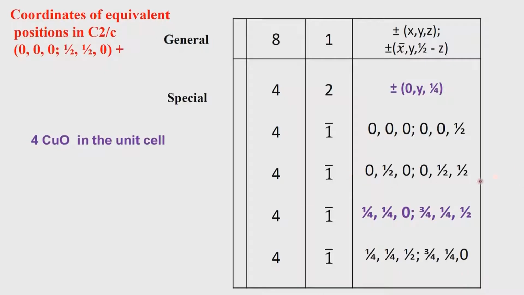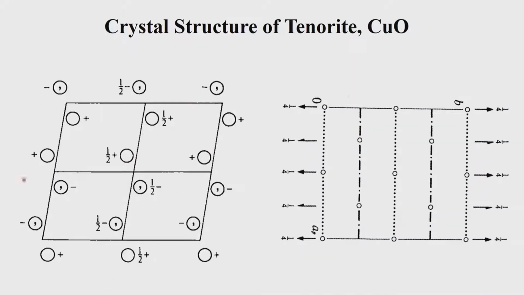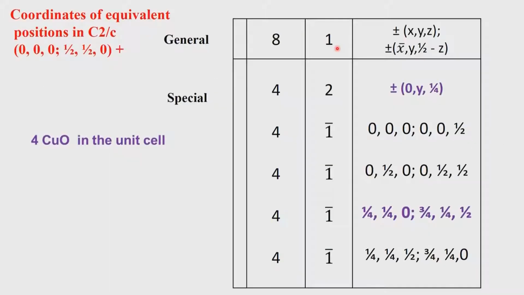So, we know where the equivalent points are. We have very clearly and quietly determined that the space group is C2/c without having any information earlier. So, this is C2/c, and then there is this distribution of equivalent points. Now, what we will have to see is how many units of CuO are in the unit cell.